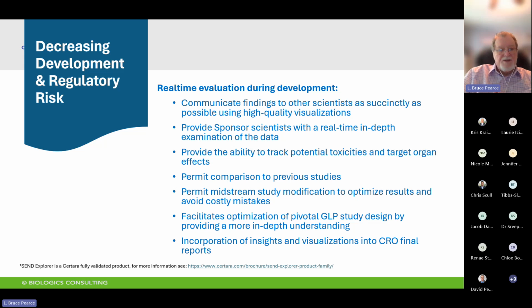the findings of their study to other scientists, provide the sponsor scientists with real-time, in-depth examination of data, provide the ability to track potential toxicities and target organ effects, which may be associated with their particular class of drug that's being tested, permit comparison to previous studies, permit midstream study modification or optimization of results to avoid costly mistakes, facilitate optimization of pivotal GLP study design by providing more in-depth understanding of the data that they already have from previous studies and dose range finding studies, and incorporation of these insights and visualizations from this analysis in the CRO final reports in collaboration with the CRO.